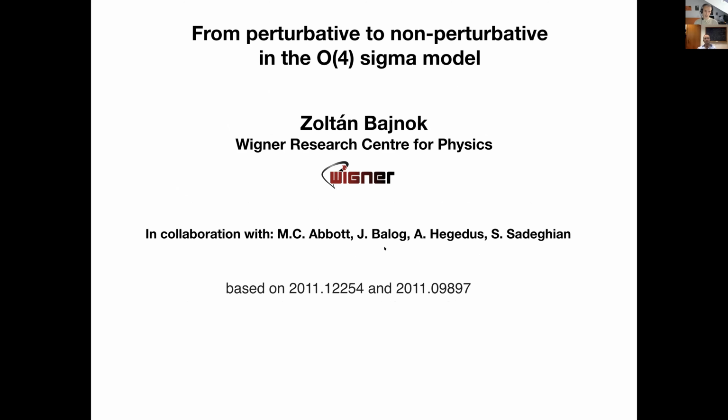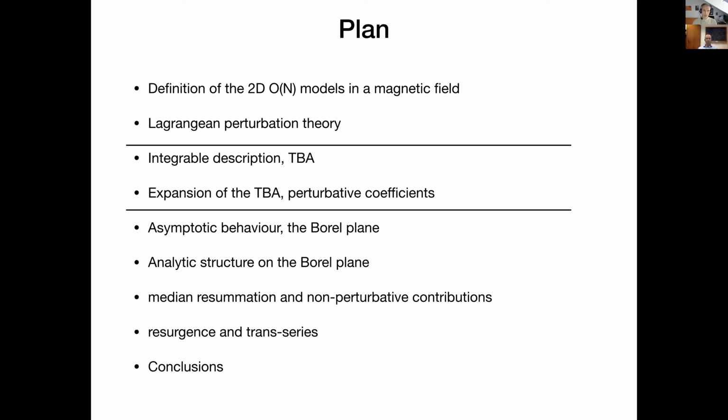This is a recent work which was done in collaboration with Michael Abbott, who was actually a postdoc here in Hungary, and he's just leaving to Yale. He got a postdoc position there. My colleagues János Balog, Árpád Hegedűs, and our former postdoc Saideh Sadayan, who went back to Iran and got a position there. What I'm going to explain is based on these two papers, and you can look at the arXiv. So this is the plan of my talk.